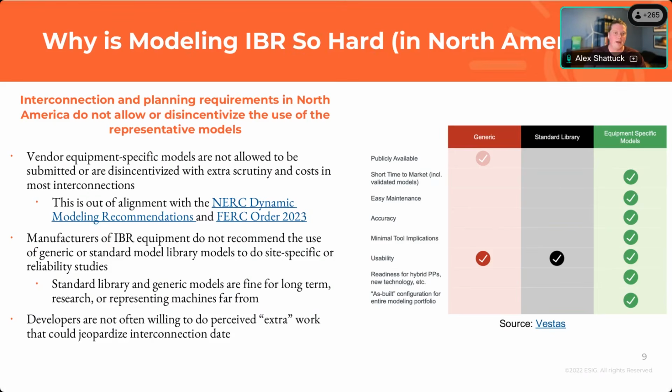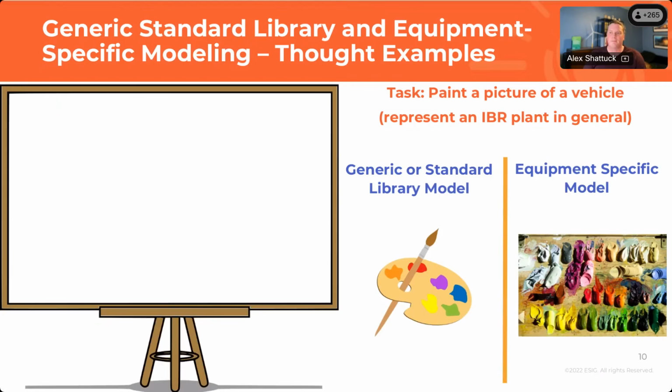So kind of hitting at all levels there is that generally in North America, the right models for the right study aren't being used, just generally speaking. Why is that important? And why is it such a big deal? Using the words generic and equipment-specific model kind of helps paint the picture. But here's a little thought experiment to kind of show how it breaks down. And I'll step through here.